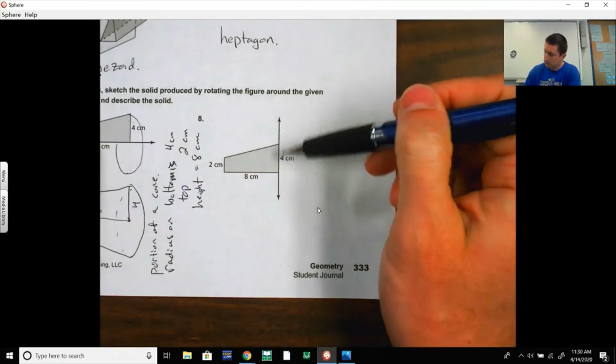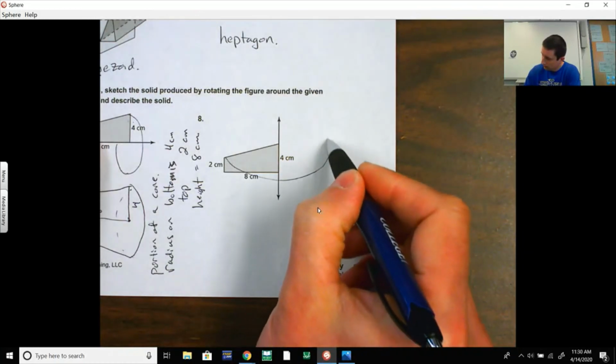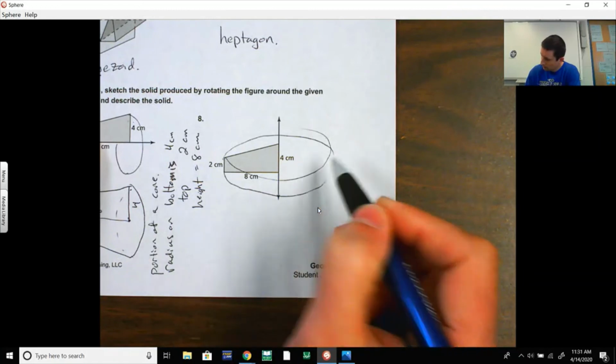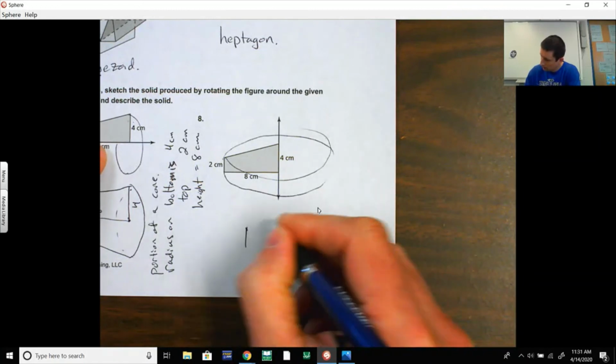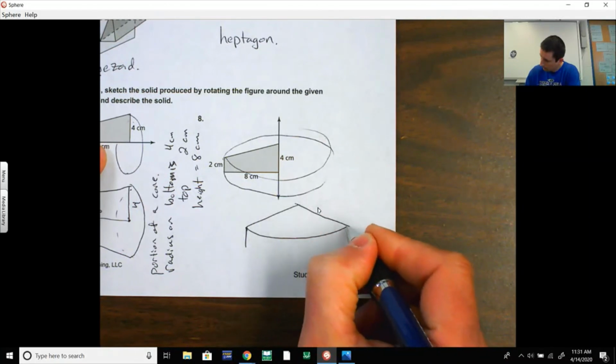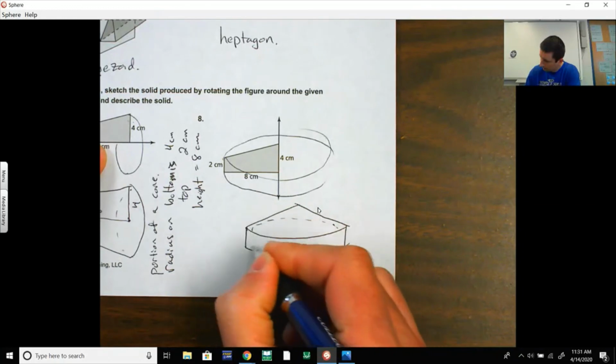For this one, I'll go back here. I like to have my axis vertical. So if I rotate this around, I'm going to kind of just draw a circle, rotate this around. There'd be the top, there'd be the bottom. So it looks like we have like a circus tent. That'd go around the back.